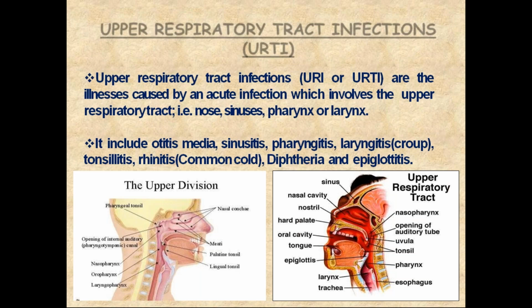Upper respiratory tract infection is an illness caused by an acute infection which usually involves the nose, sinuses, pharynx, or larynx. Depending upon the part, the infection may be otitis media, sinusitis, pharyngitis, laryngitis, tonsillitis, rhinitis, diphtheria, or epiglottitis. All of these come under upper respiratory tract infections.